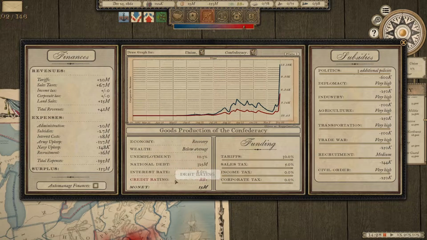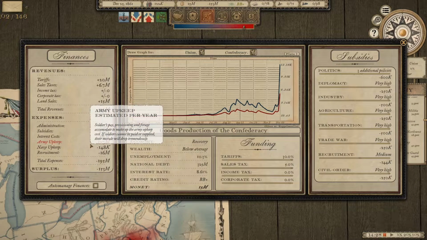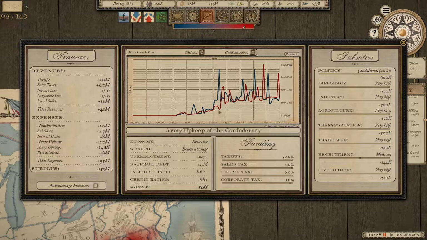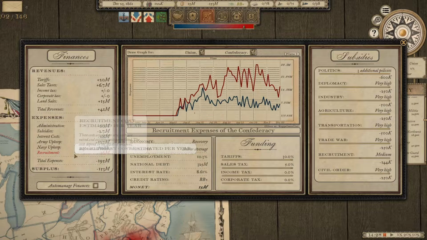And I'll put the Union back on here just for a side-by-side. Let me see if I can show you this. This is not recruitment numbers, but we can see what the Union did with respect to Army. Okay, so this is Army upkeep. We can see that it jumps for them in July and August of 61. It jumps again. I also wonder how their recruitment.